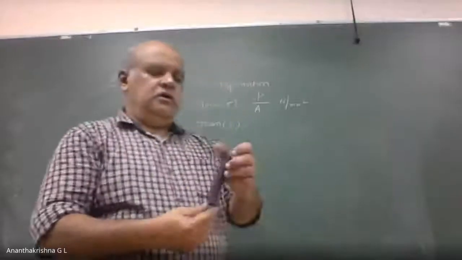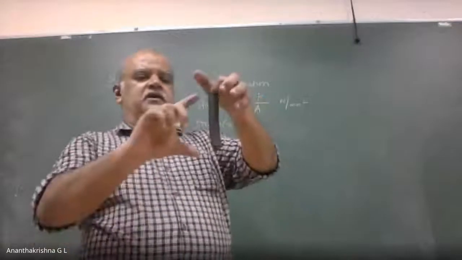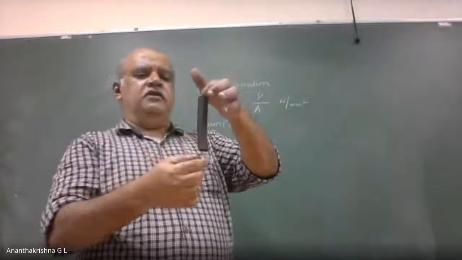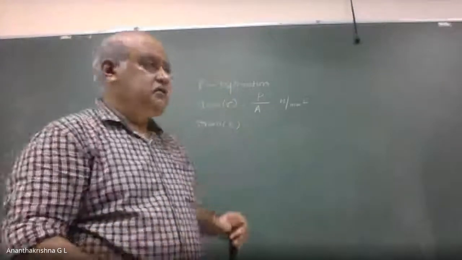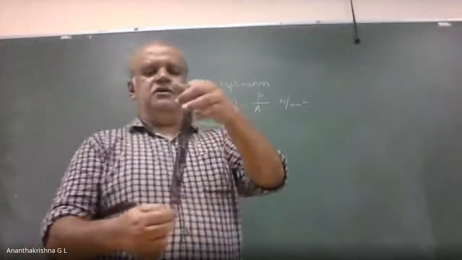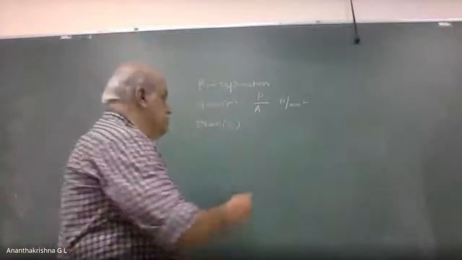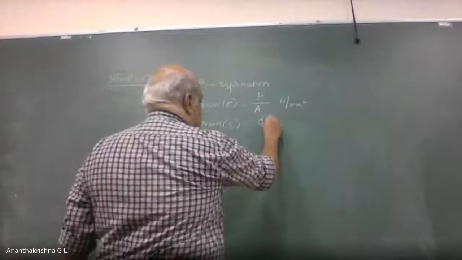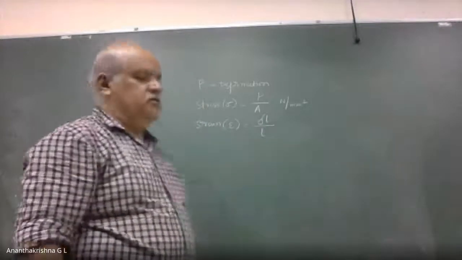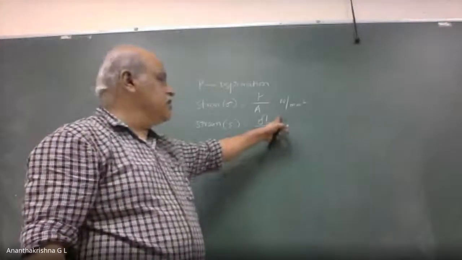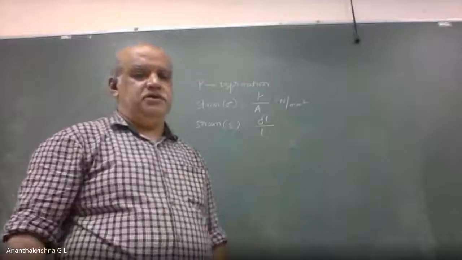As in the spring, this is the free length or initial length. When I elongate, there is going to be a change in length. This ratio of change in length to original length of the member is called strain. Change in length can be delta L, original length can be L. Since both millimeters cancel out, it's going to be dimensionless.